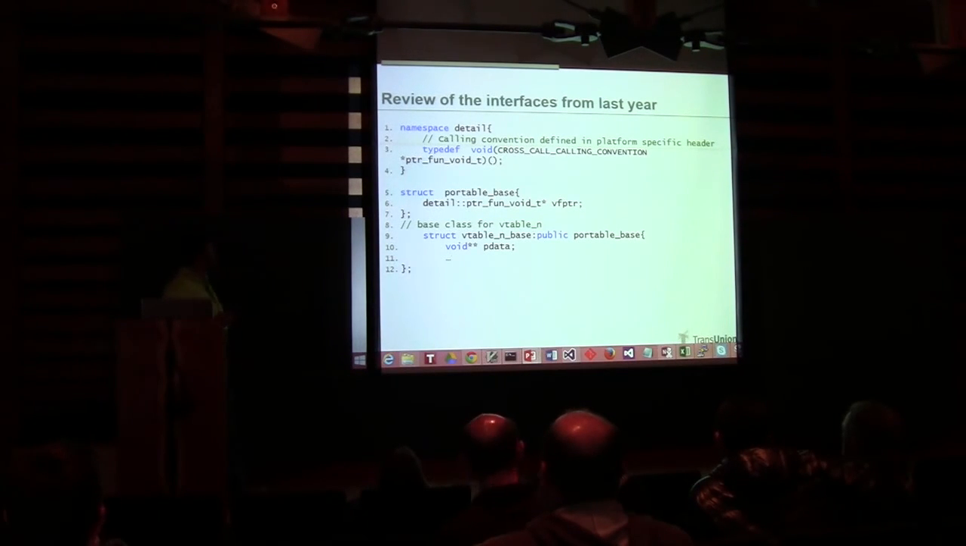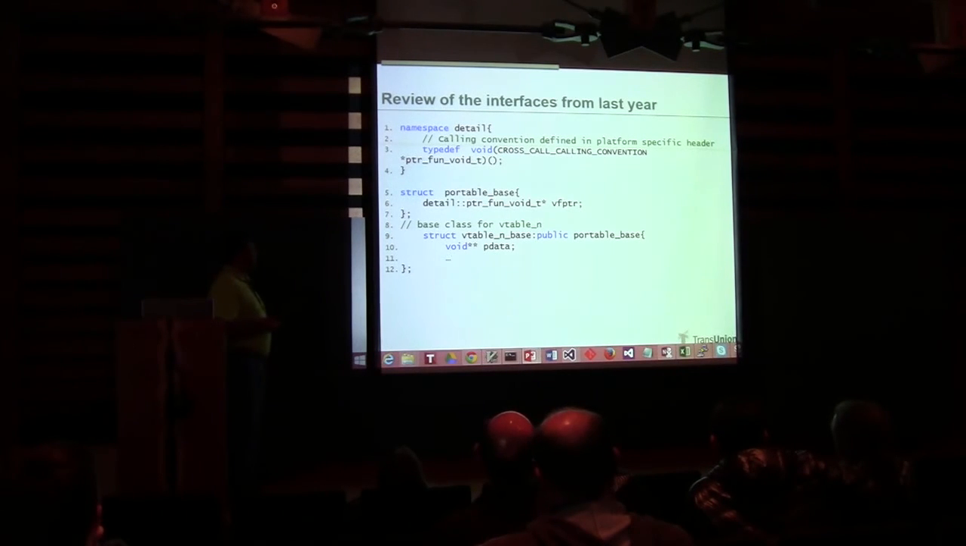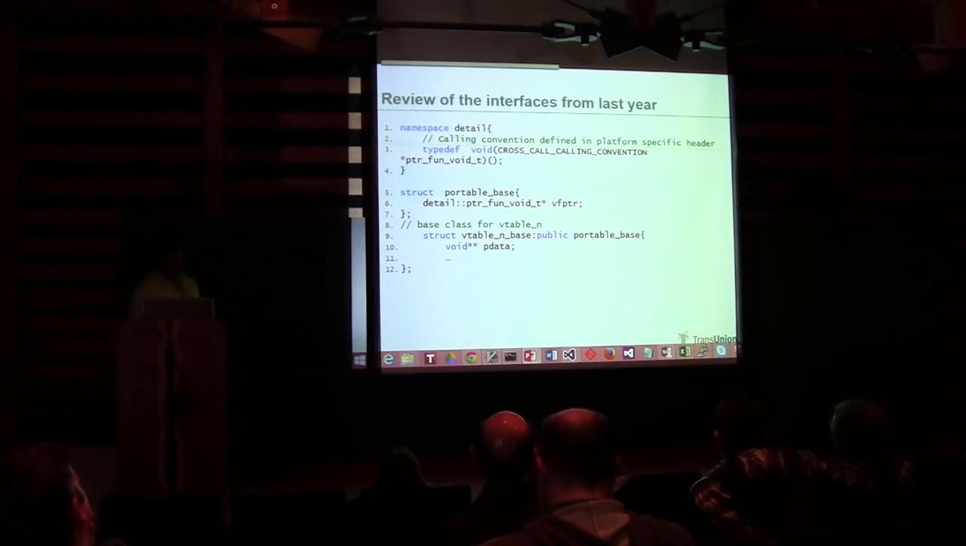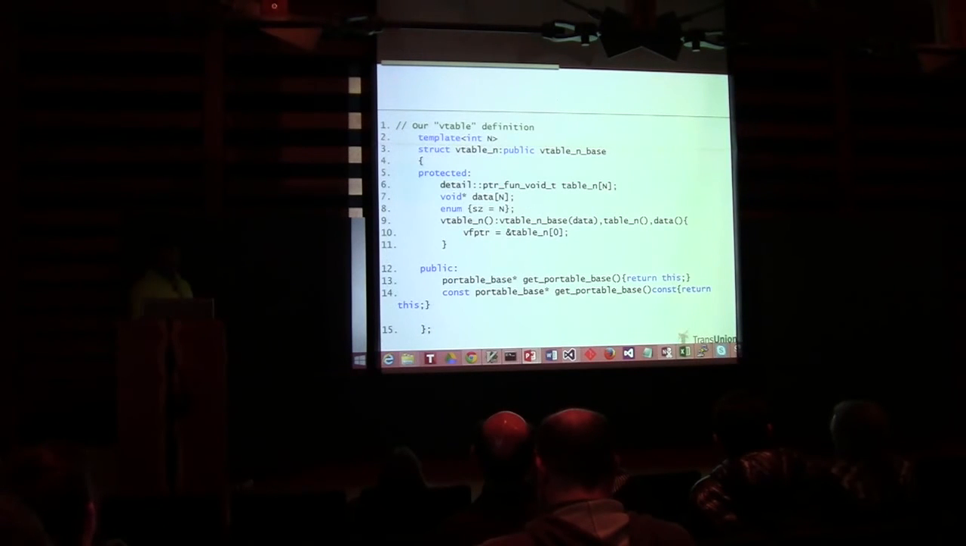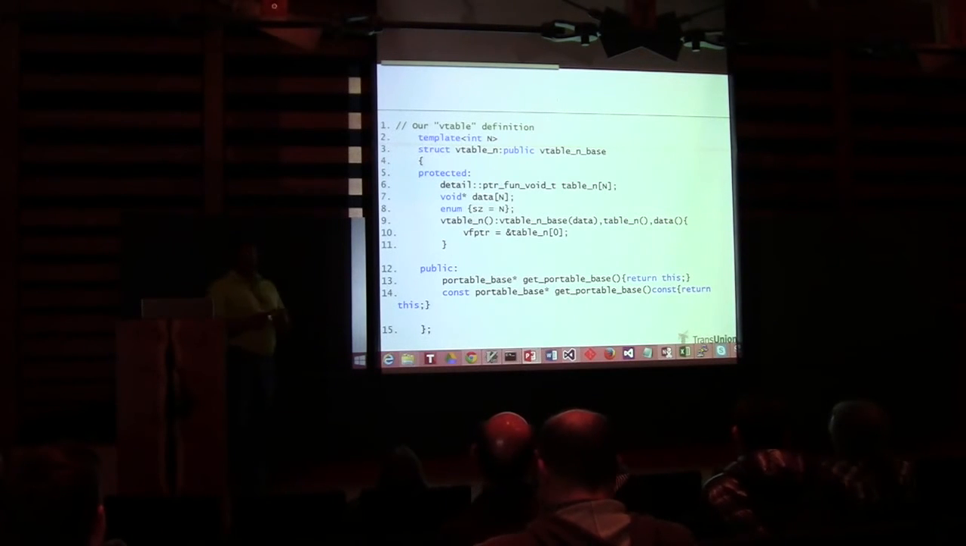Is everybody good there? So basically, we have a function pointer. And portable base has a v pointer, which points to a table of function pointers. Then we derive from there, and for our purposes, we add another pointer to some extra data that we use, and we'll go over what we do with that later. Then, based on the size of our v table, how many functions were declared, we generate an array of that. So data, and then the v table n. And then we have something where you can get the portable base.